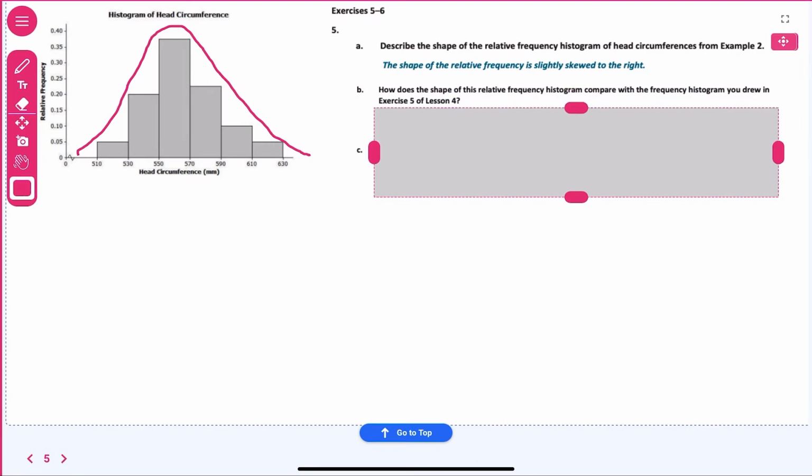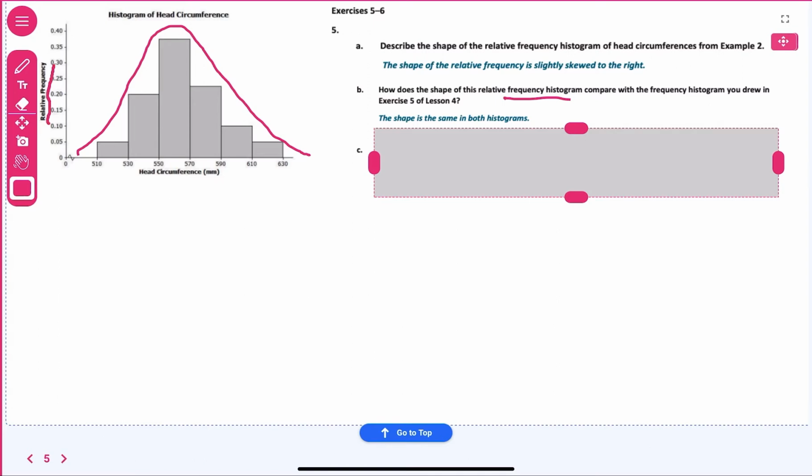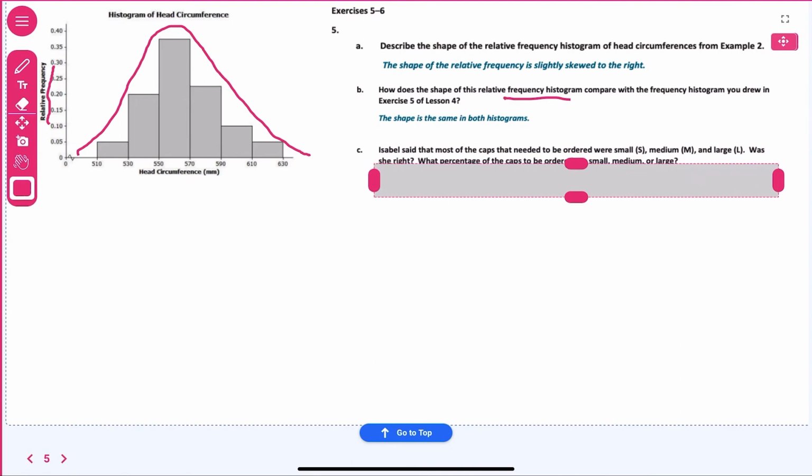How does the shape in the relative frequency histogram compare to the frequency histogram you drew in exercise 5 of lesson 4? If you go all the way back to lesson 4, exercise 5, and think about it, we should know just from what we were told we would learn that they should be the same, whether it's frequency or relative frequency. As long as we use the same intervals, they should look the same. The shape should be the same.